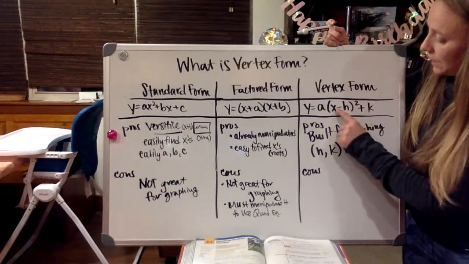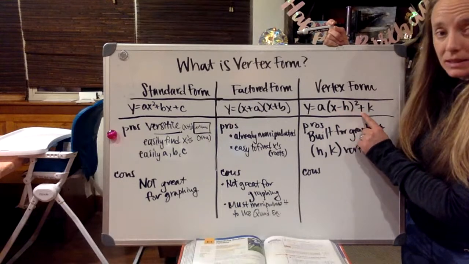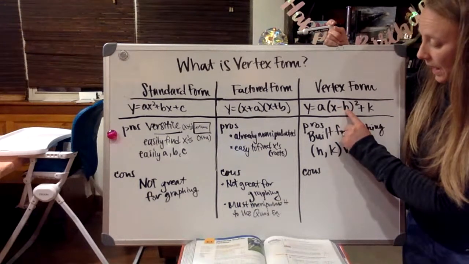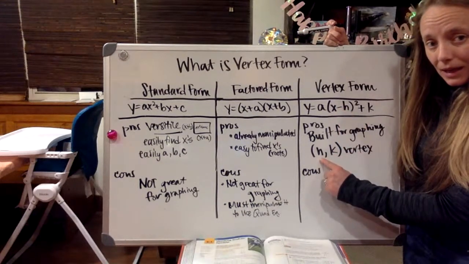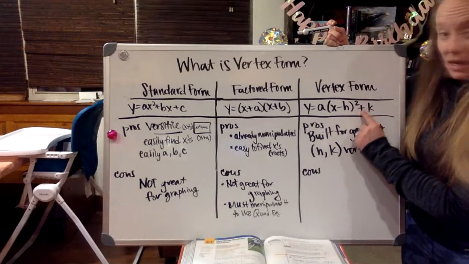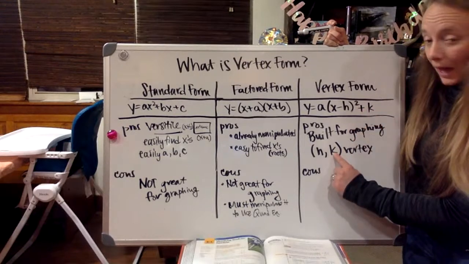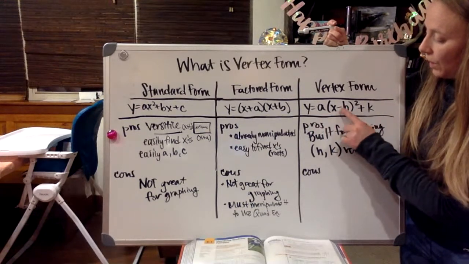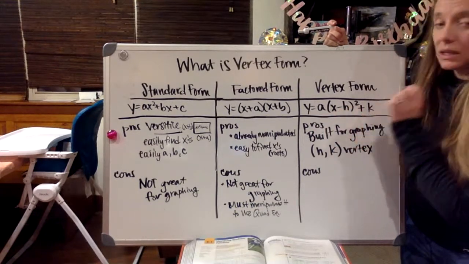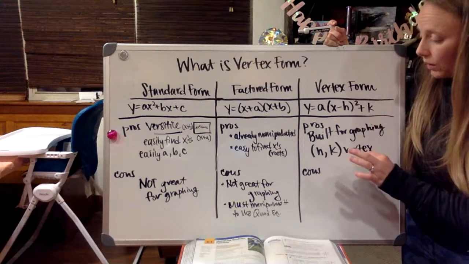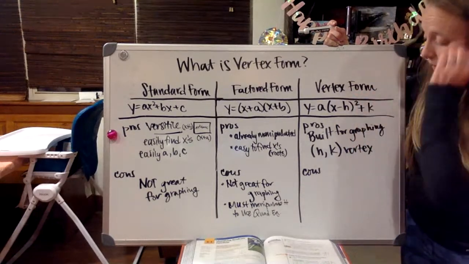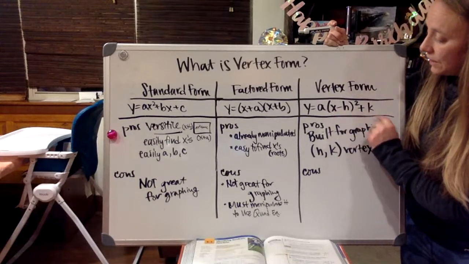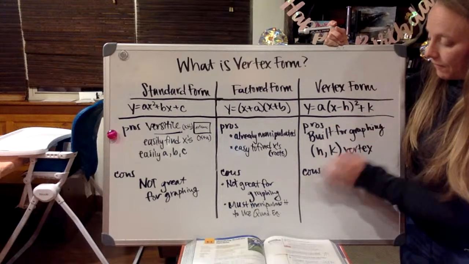Now, I have to pay attention to this minus here and the plus here. If this says plus, the h that I'm going to put in here is going to be negative. The k, if this has a negative sign right here, that means the k that I'm bringing down here is negative. I have to pay attention. This form, including the minus and the plus, matters so much with vertex form and actually writing your vertex out. So pros, you can easily find the vertex, the (h, k), it falls right out.